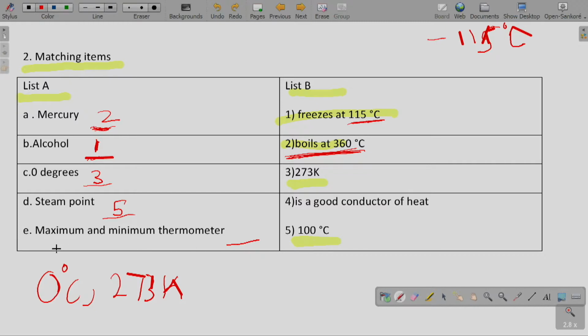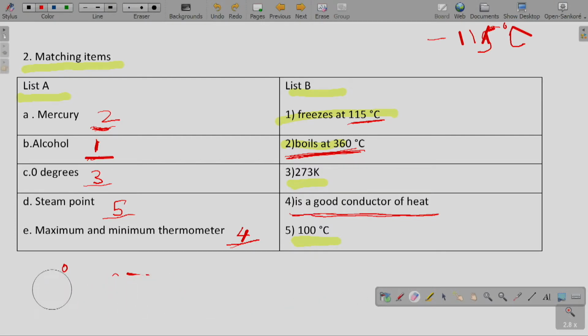And then I have the maximum and minimum thermometer. This is one of the types of thermometer. There are different types of thermometer, and one of them is known as the maximum and minimum thermometer. Is it a good conductor of heat? Of course. Since a thermometer is used to measure temperature, it should be able to conduct heat. Therefore, the maximum and minimum thermometer is a good conductor of heat, so I write here 4 to represent its answer.